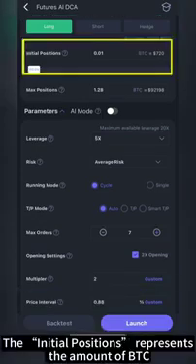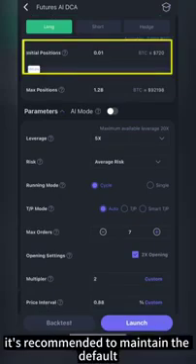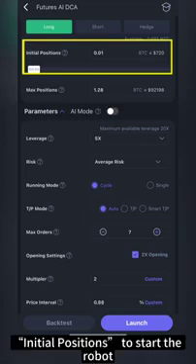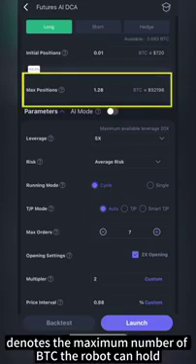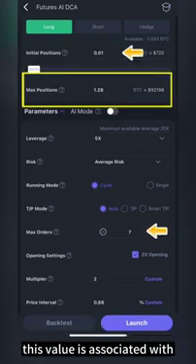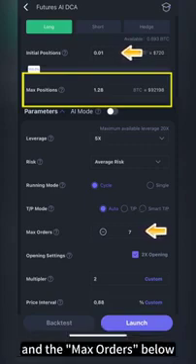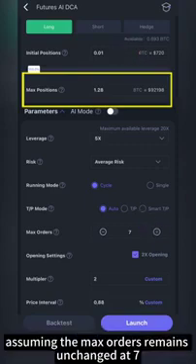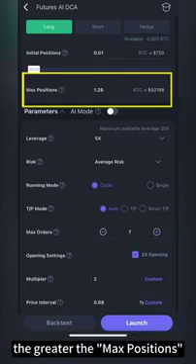The initial positions represents the amount of BTC purchased each time the robot increases its position. It's recommended to maintain the default initial positions to start the robot. The max positions denotes the maximum number of BTC the robot can hold. This value is associated with the initial positions above and the max orders below. For instance, assuming the max orders remains unchanged at 7, the larger the initial positions, the greater the max positions.